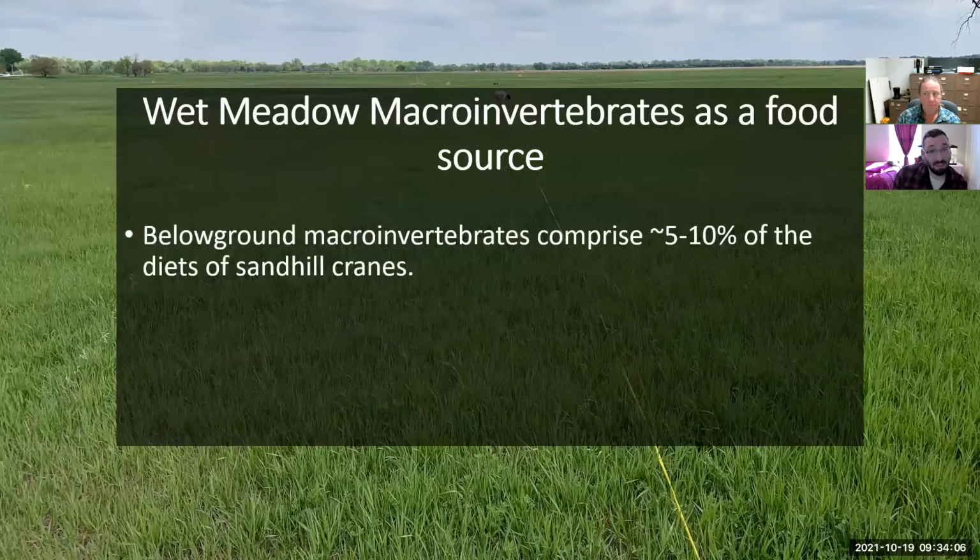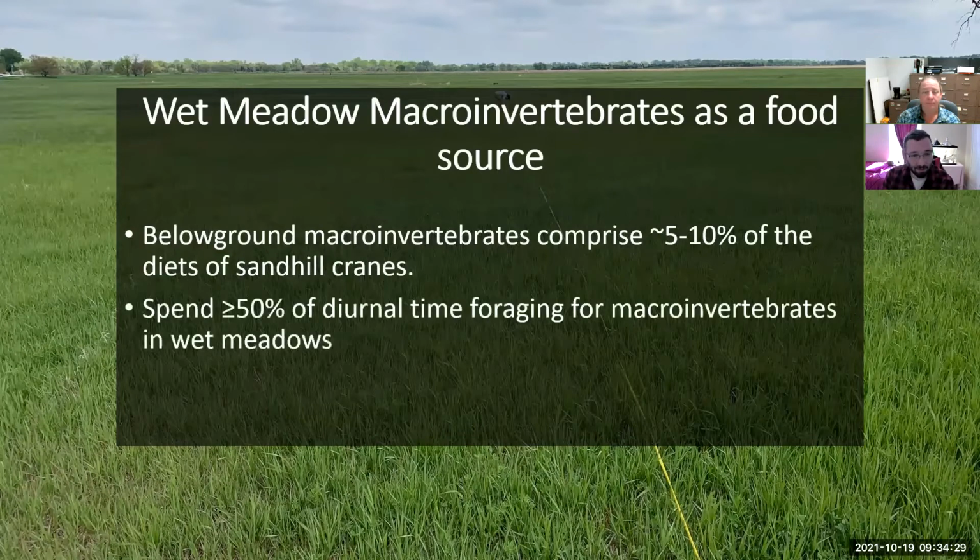So that lets us narrow down to the topic that I want to focus on, which is the macroinvertebrates of this ecosystem. In relationship to them as a food source for migratory birds, research has found that the macroinvertebrates of wet meadows comprise about 5 to 10% of the diets of sandhill cranes by volume. Now this seems like a really small portion, and it is. It's a small portion of their diet in total.